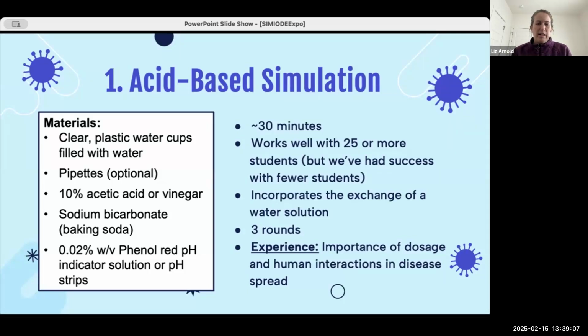If you can get acetic acid or vinegar, and then baking soda, and then phenol red, which you can get from your chemistry department or go to the spa aisle in Home Depot or a home improvement store. If you can't get that, pH strips also do work. So these are just the materials that you need.